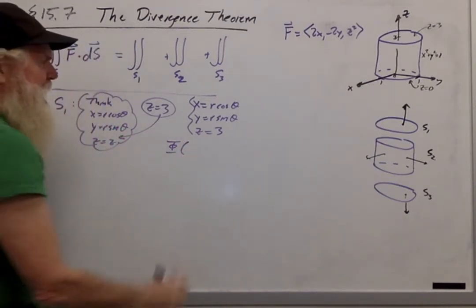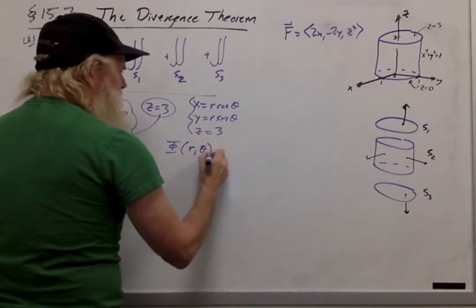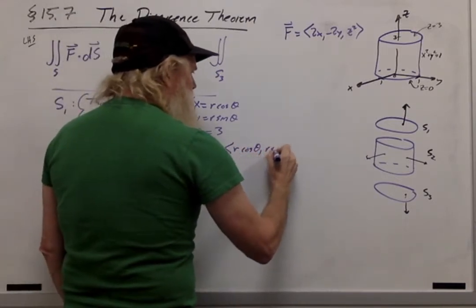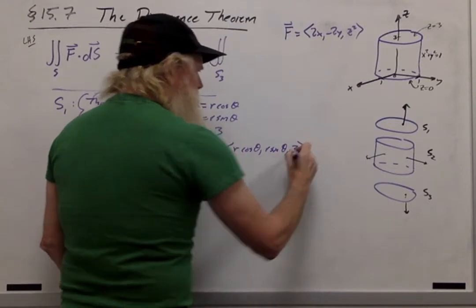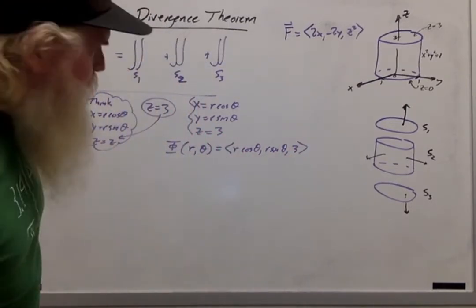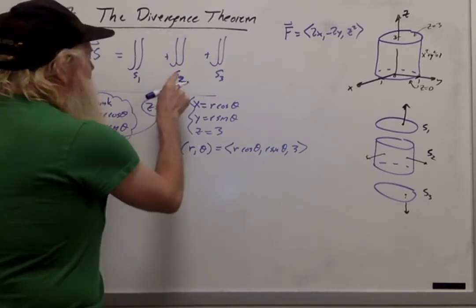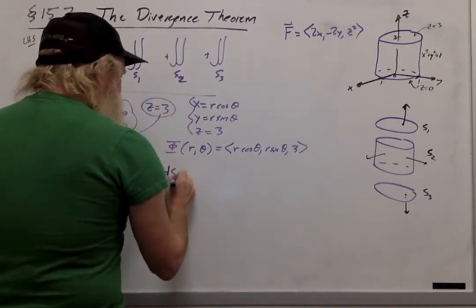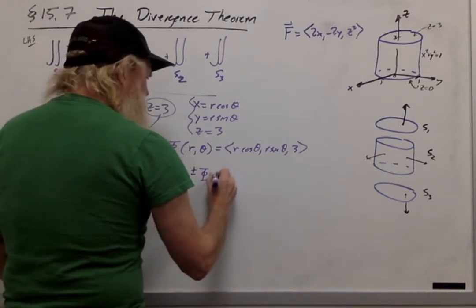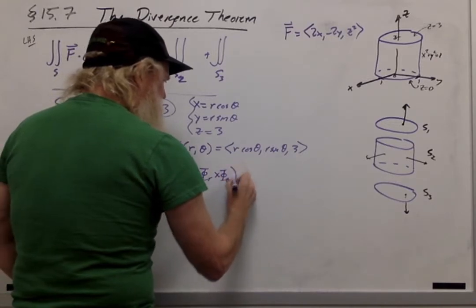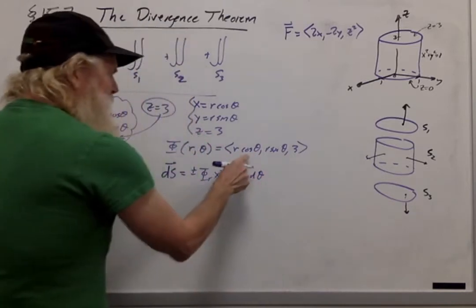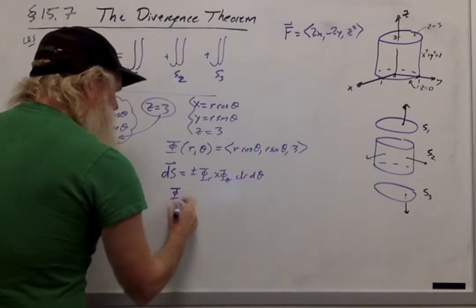So the two parameters that I have left are r and theta, and phi of r and theta is r cosine theta, r sine theta, and 3. So remember, whenever you parameterize a surface, you have two parameters. Now the formula for big vector dS is going to be plus or minus the phi dr crossed with the phi d theta, dr d theta. So let's calculate those two partial derivatives and then find their cross product.